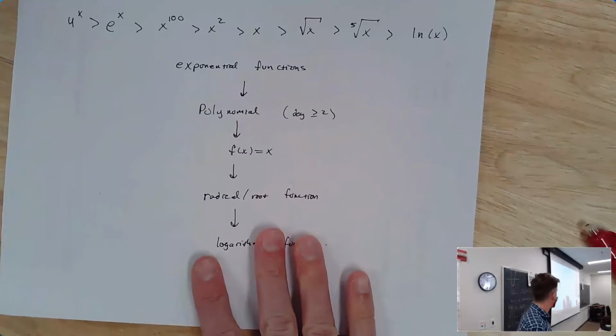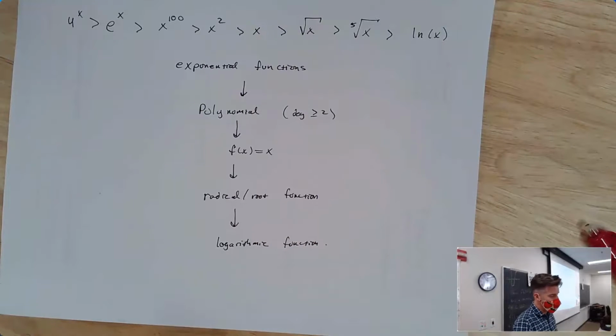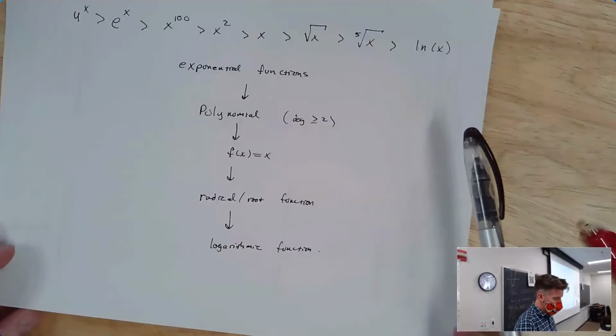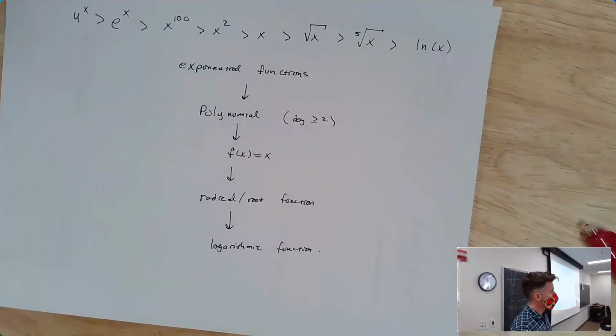And this idea of dominance, or what thing gets biggest fastest, is the way I would phrase it. It definitely comes back in 21C, when we talk about some series tests for convergence.